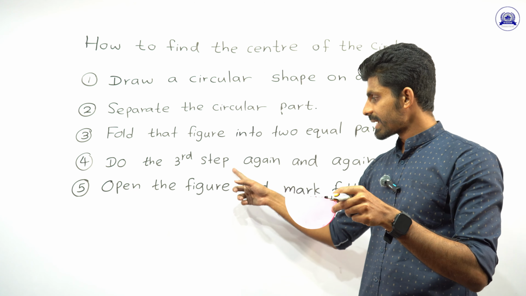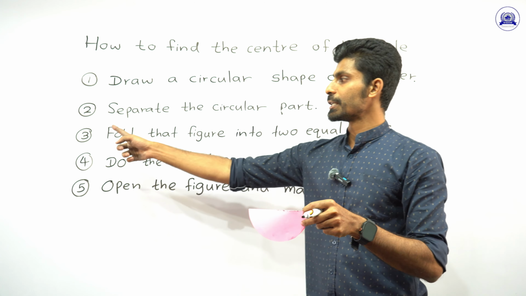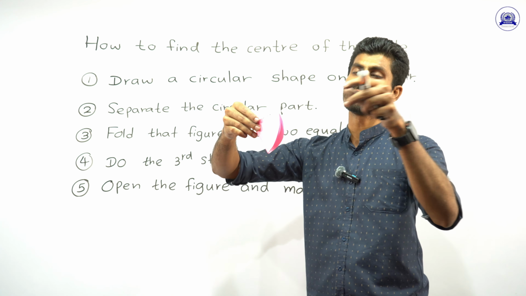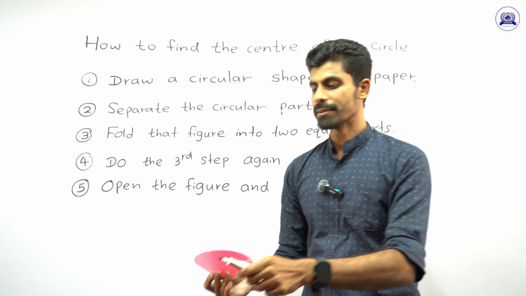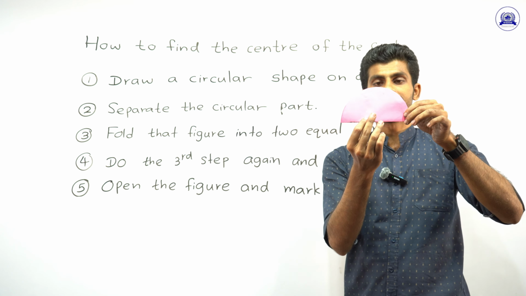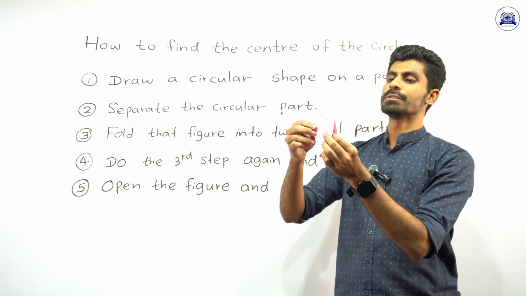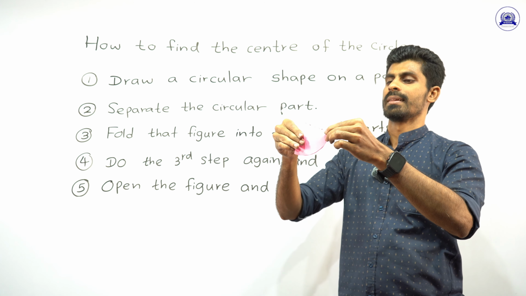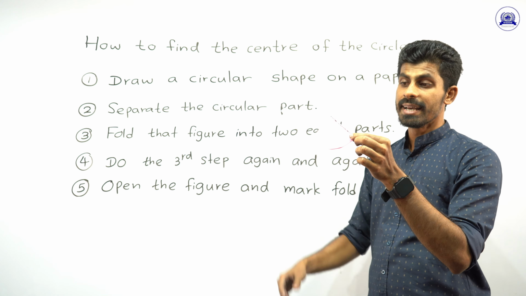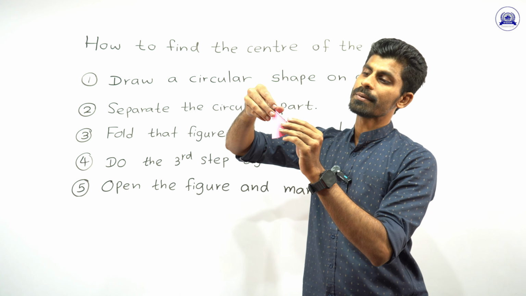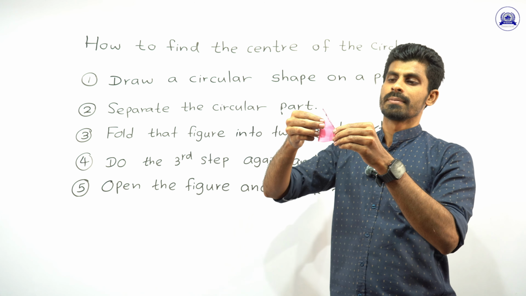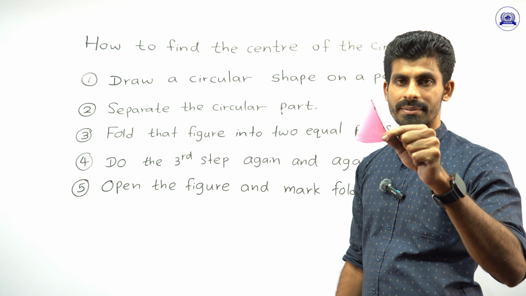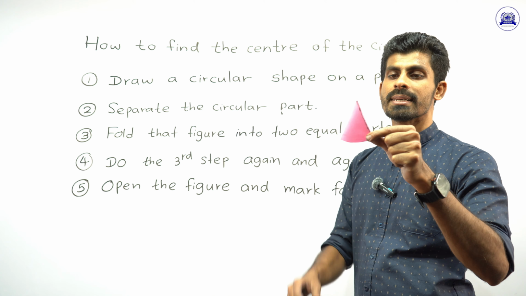Do the third step again and again. You need to do the third step again and again. Again you can fold into two parts. Now this is the figure. Then again you can fold into two equal parts. Again you can fold into two equal parts.